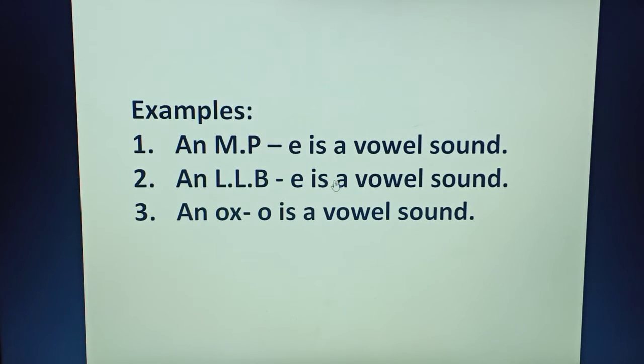So students, see some examples of the indefinite article an. The first example is an MPhil. So what is the sound there? Em. So the em sound is a vowel sound. That's why we are using an before MPhil. Next example is an LLB. Here is also the sound el. So that's why it is a kind of vowel sound, so we are using an here. We do the same thing with the third example, which is an ox. So O is a vowel sound. Ox, right? So we are using an before ox.